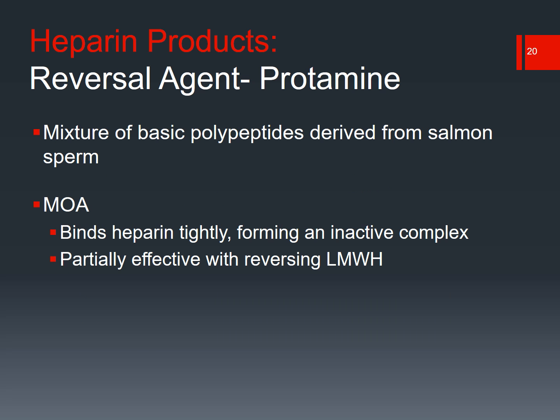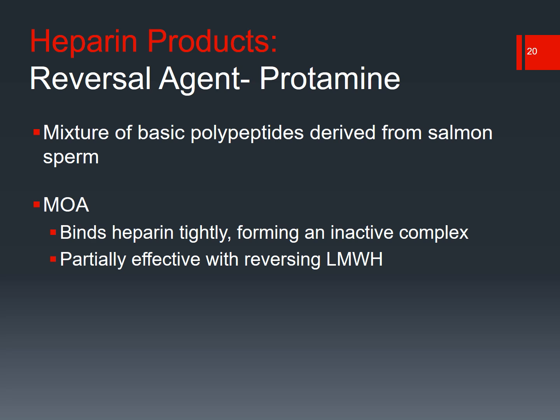Both unfractionated heparin and low molecular weight heparin have a reversal agent, notably protamine. Protamine has high affinity towards heparin products. It is derived from salmon sperm, which is why a number of students will remember it since it's quite unique. But protamine of itself is a natural anticoagulant.